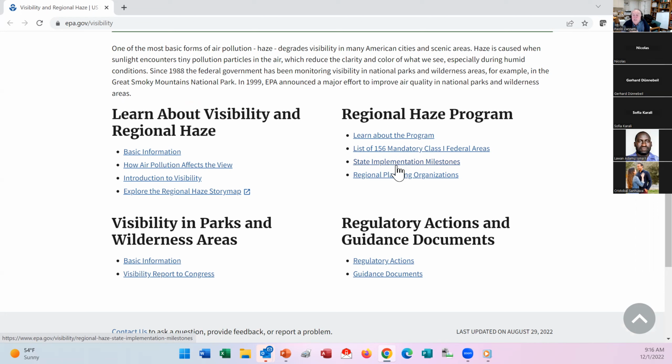So state implementation plans include visibility. Every state has to tell the EPA what their problems with air pollution are, what their problems with visibility are, and how these problems can be addressed and improved in the next 5 years. So visibility is a high level of concern in the United States.